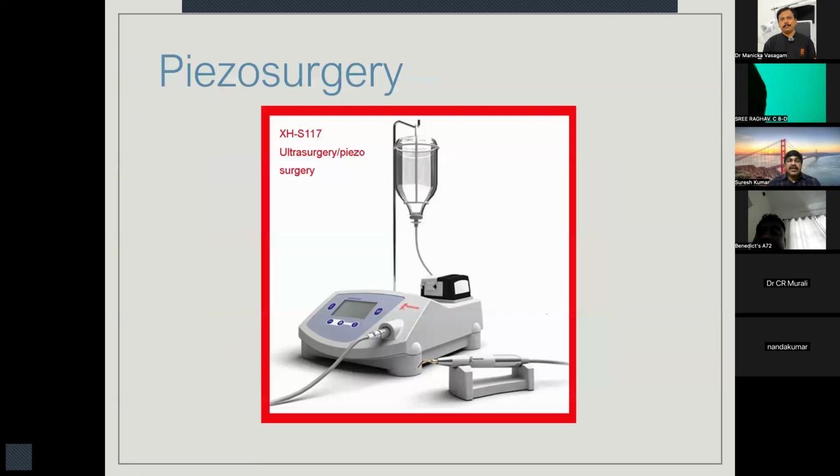This is the piezo surgical unit. We have a lot of companies which make this. NSK has, Woodpecker, Mectron, so many are there today. So this is how it will look.